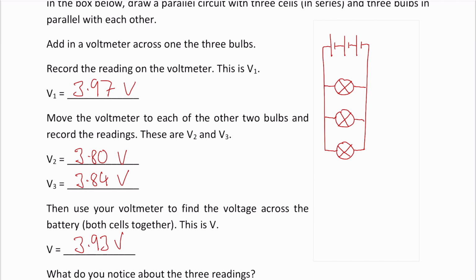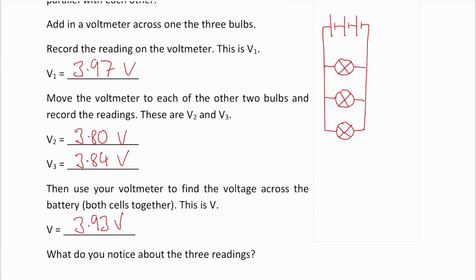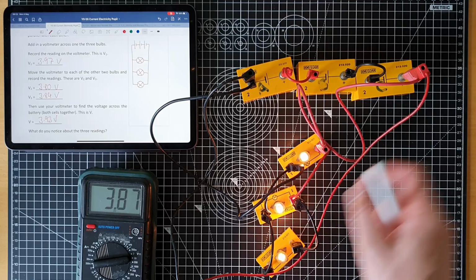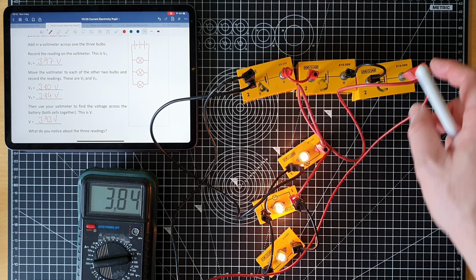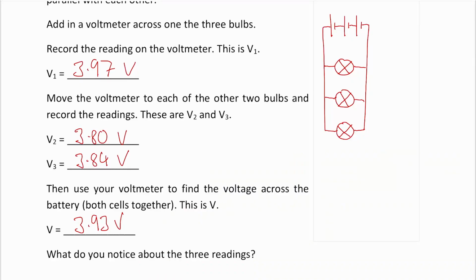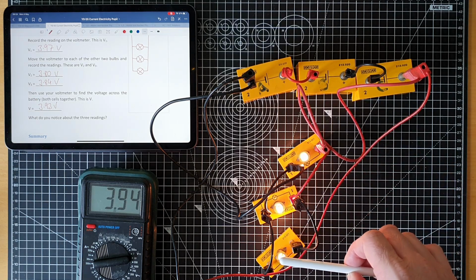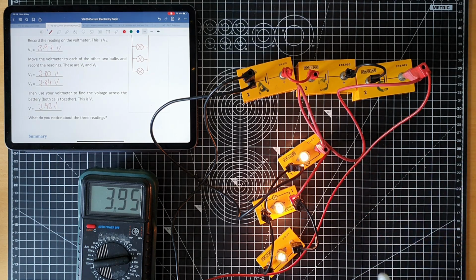What do we notice about these three readings? Well, they're all very similar. They're all pretty much the same. We can see these are flickering occasionally. I think we've got just a bit of a loose connection occasionally, which causes the voltage to flicker a little bit. But we can see that in parallel, the voltages were all pretty much the same, and they're all the same as the input voltage. So by adding things in parallel, we get the same voltage each time.